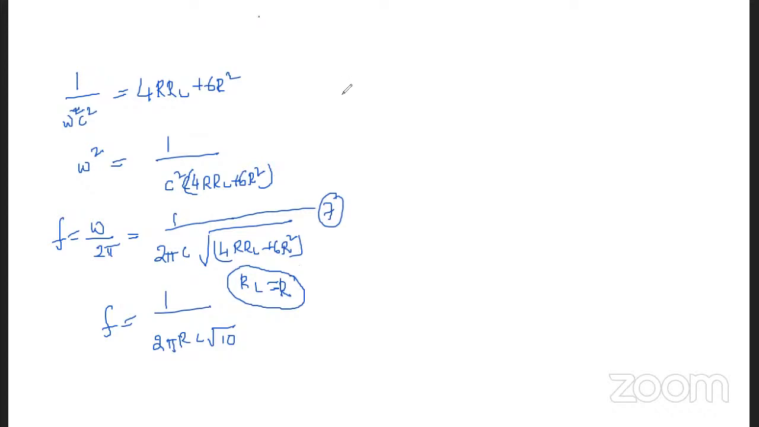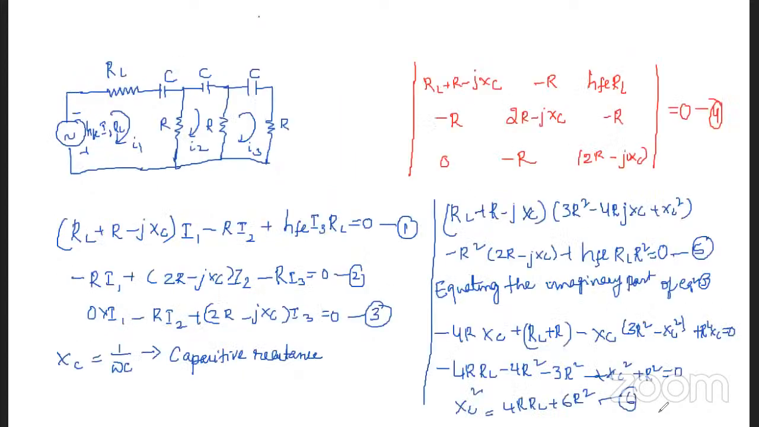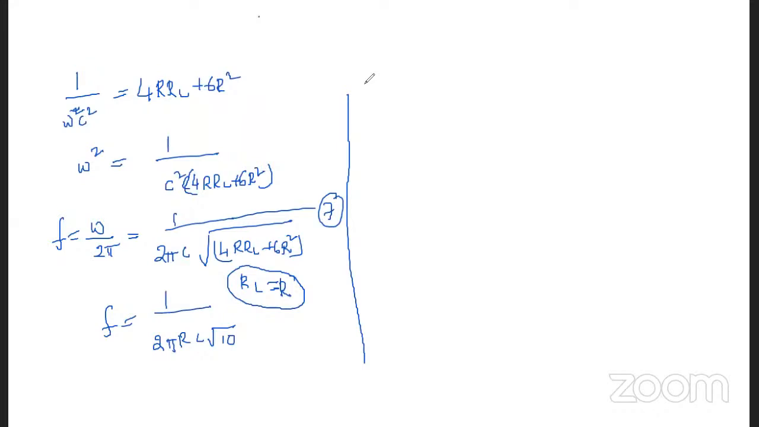So in order to get the condition for sustained oscillations, we have to equate the real parts of the equation previously written. In this equation number 5, we have to equate the real parts so that we get the condition for sustained oscillations. So now, equating the real parts of the previous equation, which we have written as equation number 5.